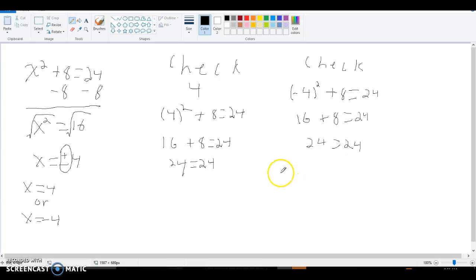However, if I didn't put negative 4 in parentheses and squared it, I'm really just squaring the 4, which would give me negative 16 plus 8 equal to 24, which you can see does not work because it gives me negative 8 equals 24. And we know this is not true, so make sure you put it in parentheses when you plug in your solution.